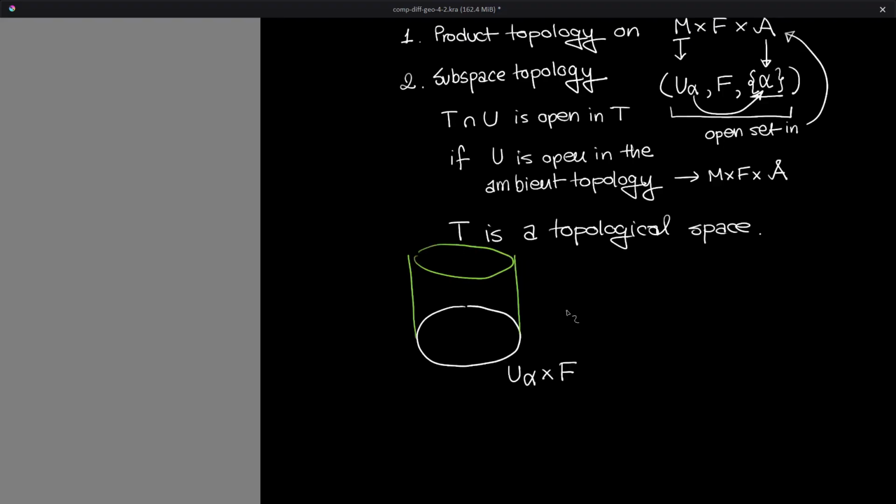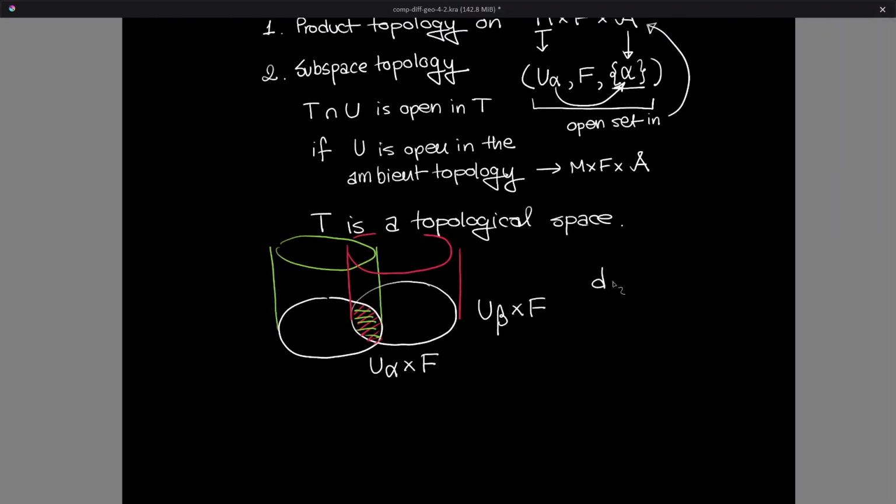But notice that if we have an intersecting open set, let's call that U beta, and let's think about U beta cross F. I'm going to put that in a different color. Maybe it'll stick out. What's the problem? There's this overlapping region, right? Where we have both fibers from U alpha cross F and fibers from U beta cross F. But in a vector bundle, we don't have two fibers at the same point. So we're going to have to do something called deduplication.